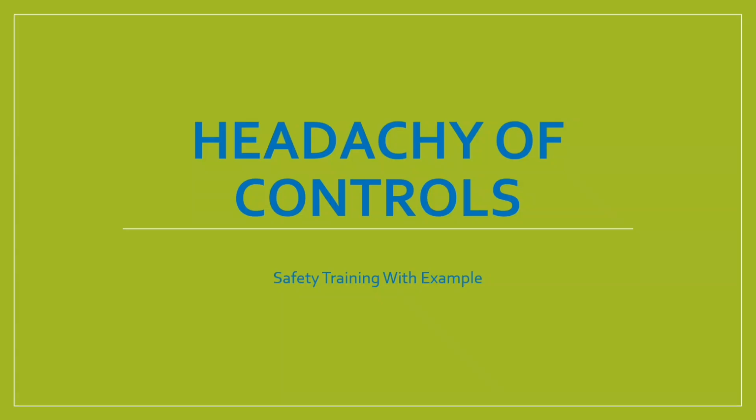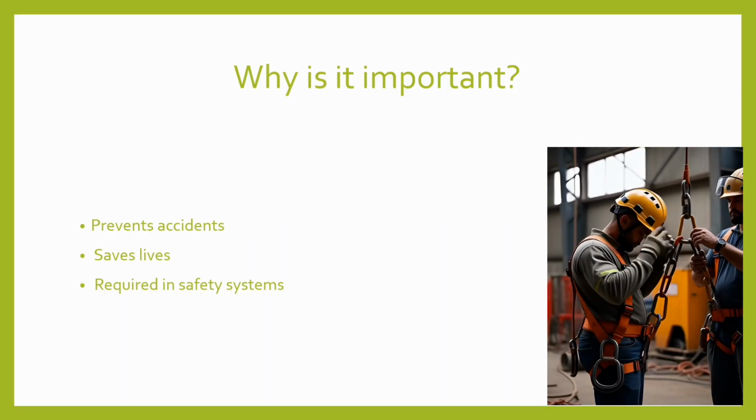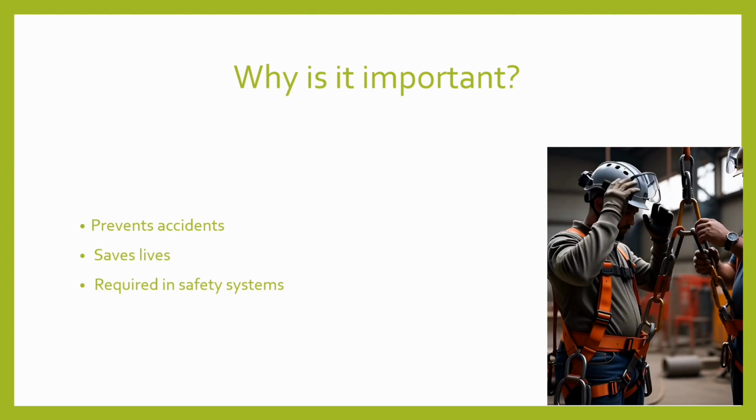Hierarchy of controls. Safety explained with example. Today we will learn about the hierarchy of controls. It is a simple and effective system used to control workplace hazards and prevent accidents.